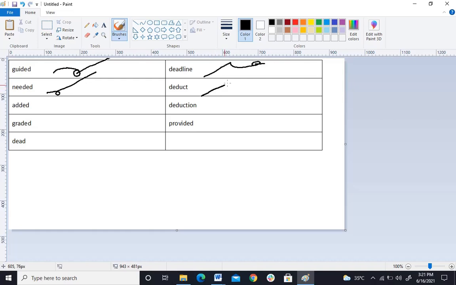Deduct. Oops. Nasaan na yung ating deduct? Deduct. Added. Dead. So, kung pag add, ganyan lang. Pero since it's added, ganito naman ngayon yung kanyang stroke. Mas mahaba. Okay, next is deduction.